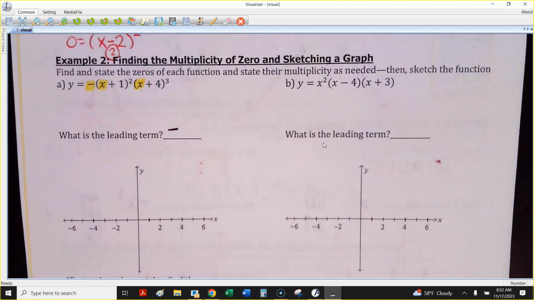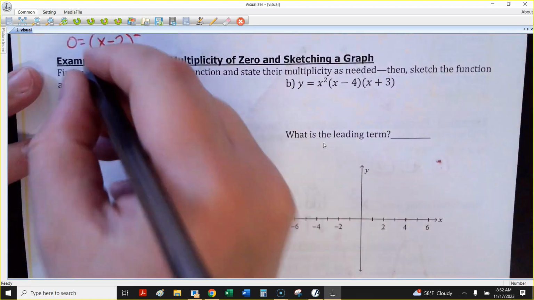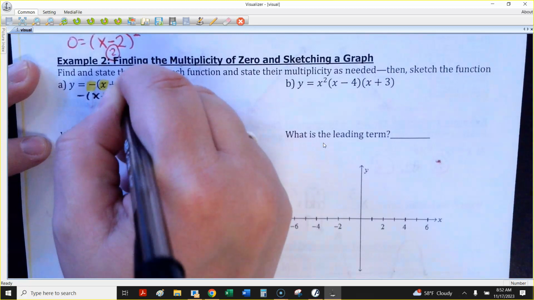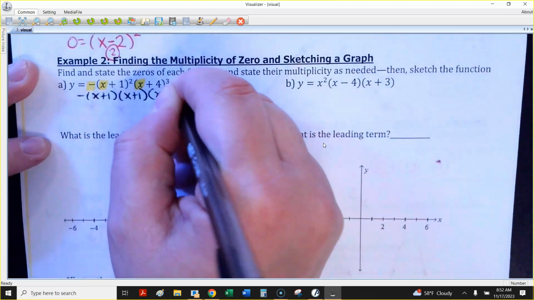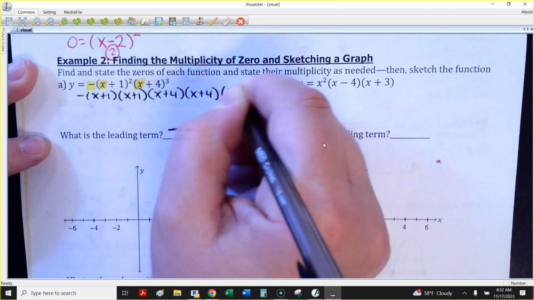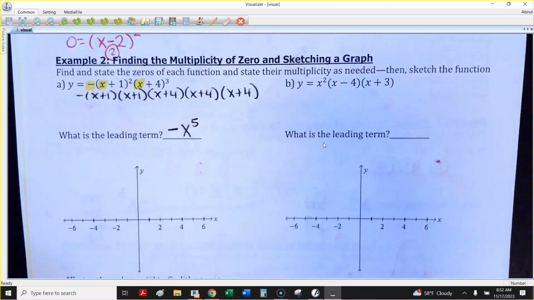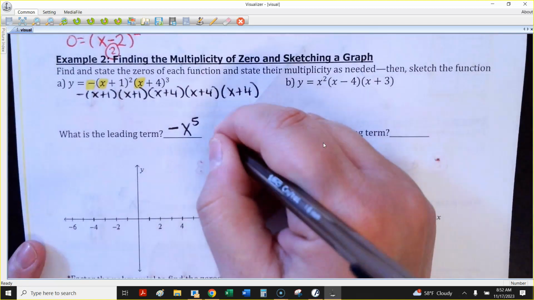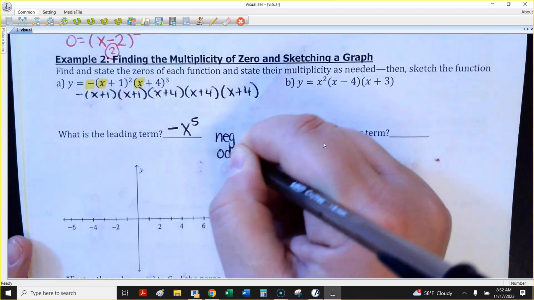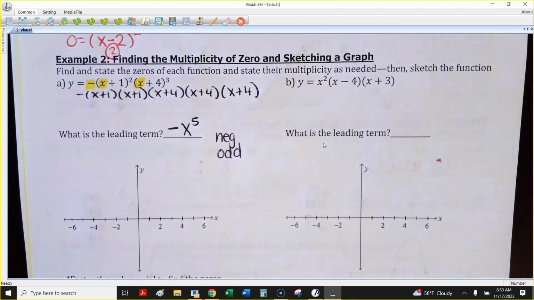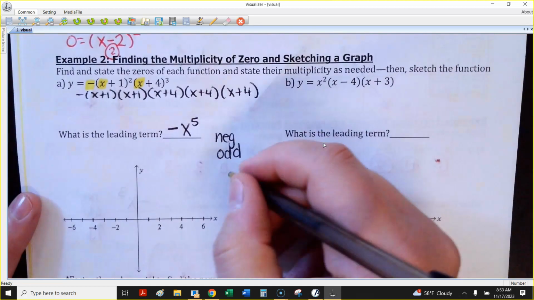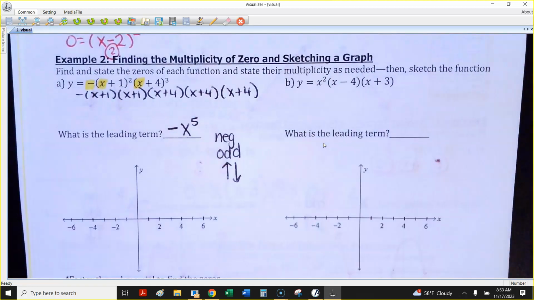So this is x twice, and this is x 3 times. If we sat there, and you don't have to, I'm just going to do it real quick. This would be x plus 1 twice, and then we'd have x plus 4 3 times. So if I multiplied that all out, we would end up with our leading term being x to the 5th. That is going to make this negative, obviously, and also odd. So end behavior for odd: odd goes opposite directions. If it's negative and odd, it goes up at the beginning and down at the end.